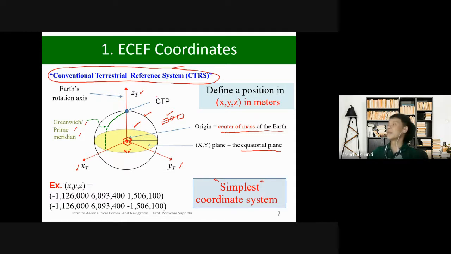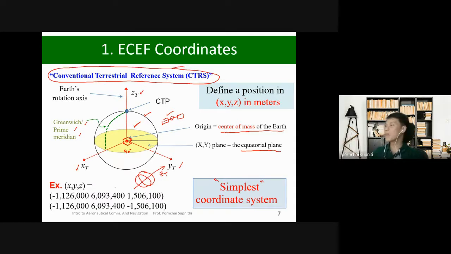And this Z-axis, it will rotate. In this figure, I draw the Earth as straight up. There's no 23 degrees angle, right? In practice, the Earth is actually not straight up, but tilted like this. So this is ZT. When I draw it straight up, it's only for simplicity.